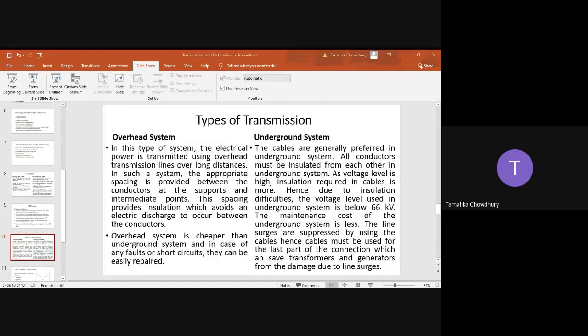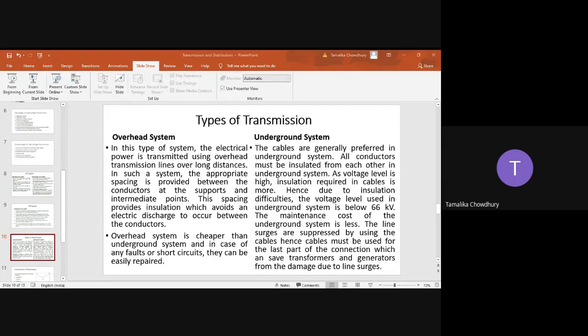So that is the overhead system, and the underground system uses cables, which are the underground cables. Different kinds and different materials are there, we'll study them. These two systems are the two different types that we are going to start module-wise. Our first two modules deal with the overhead transmission line.